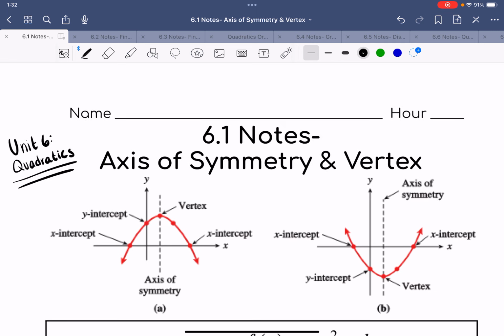Okay, so we are starting by learning how to find a couple of the points of a quadratic. So go ahead and throw your name on here. Always forget to say that first.